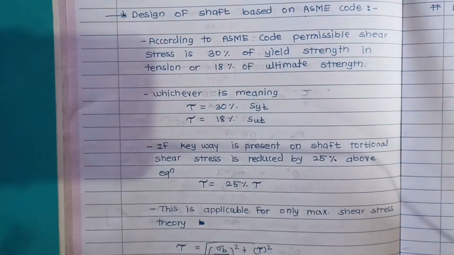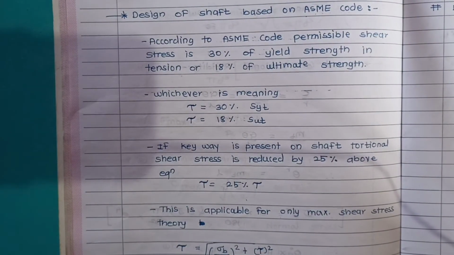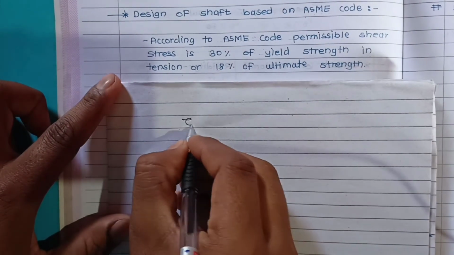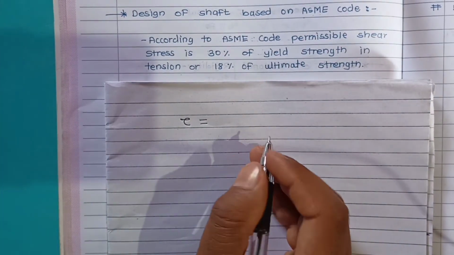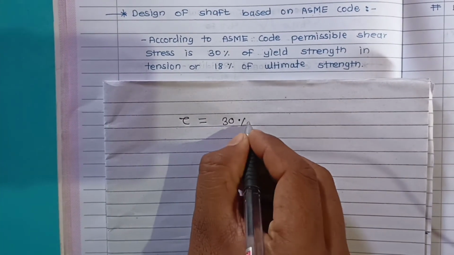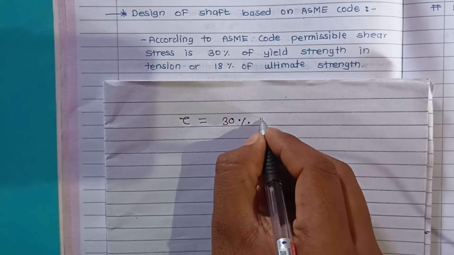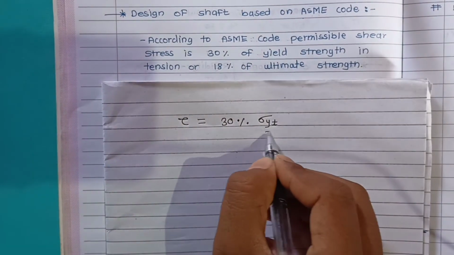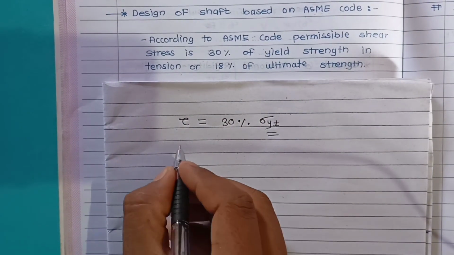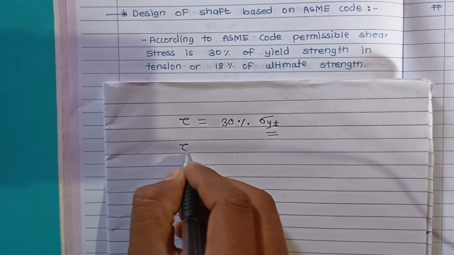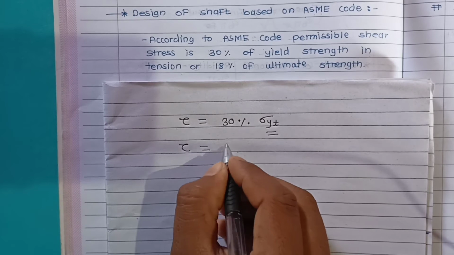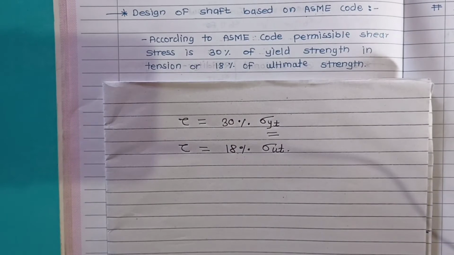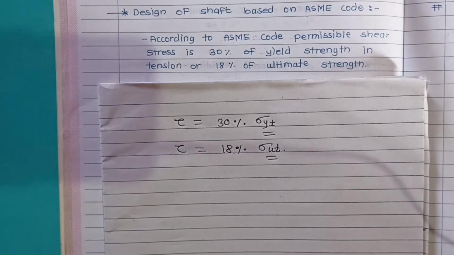Now see here, the permissible shear stress will be represented with the help of tau is equal to 30% of yield strength, which is represented with sigma yt, or the permissible shear stress is 18% of ultimate strength, and sigma ut is the ultimate strength.